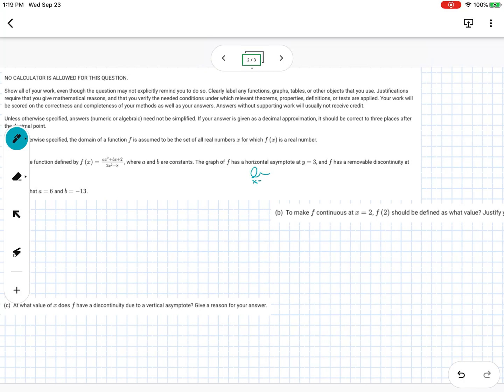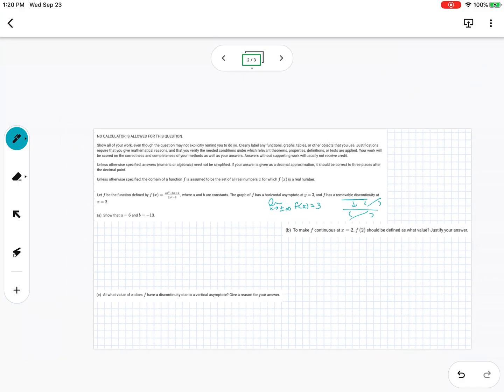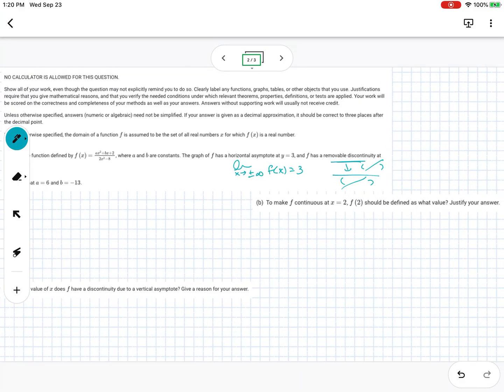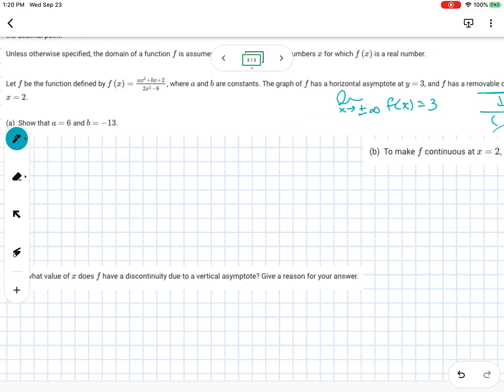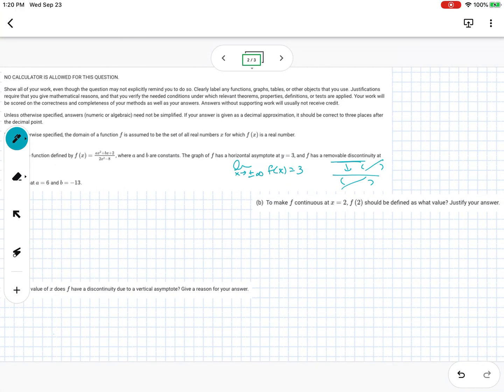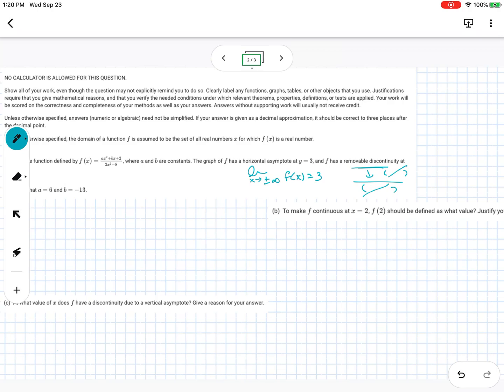The graph of f has a horizontal asymptote at y equals 3. So what does that tell us? That the limit as x goes to plus or minus infinity of f of x has to equal 3. Okay? And then f has a removable discontinuity, meaning this is one of those ones that you can factor out, right? It has a removable discontinuity at x equals 2. So show that a equals 6 and b equals negative 13. Okay, so if it says show that, what I'm assuming here is that we don't actually need to solve this out, is what I'm thinking.